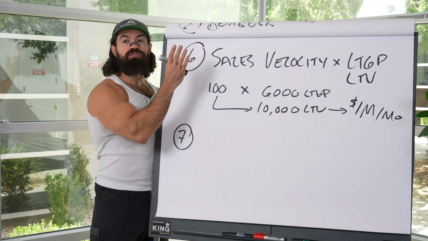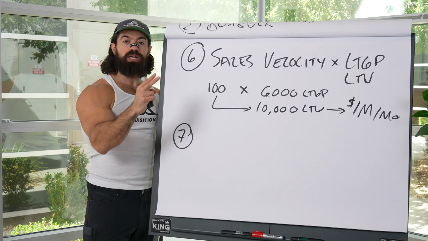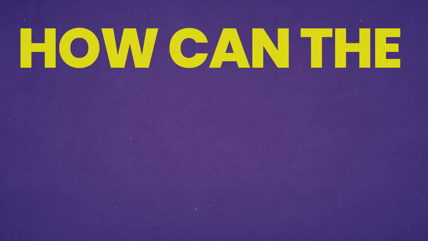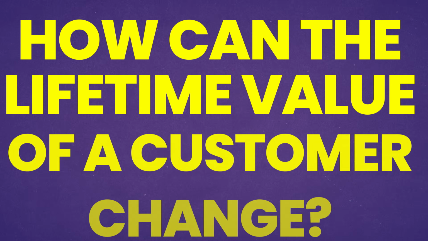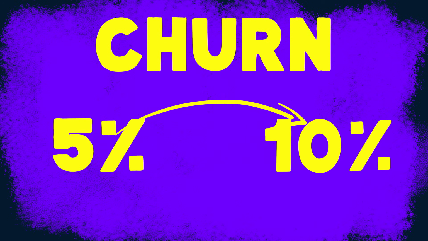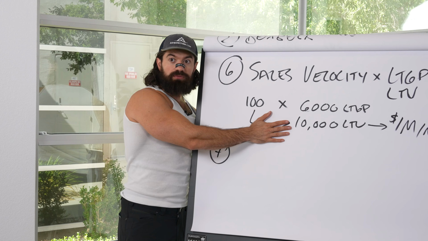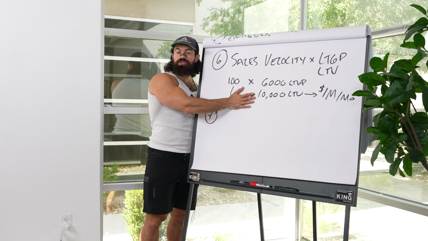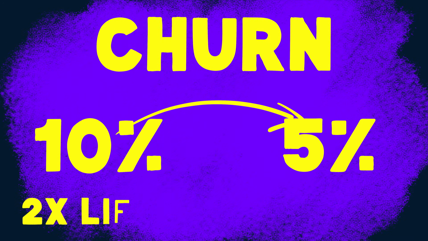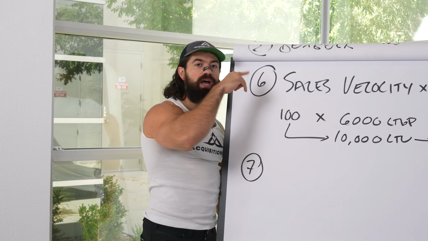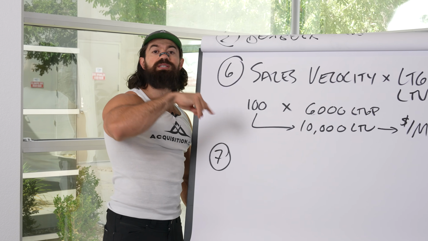All right, and so this gives you a really good idea of a snapshot of where someone's going to be versus where they are. So you might be wondering, how can the lifetime value of a customer change for a business? Well, if churn goes from 5% to 10%, then it means you cut your lifetime revenue in half. Tough. But that's why churn numbers and retaining customers are so important. Because if you go from 10% churn to 5%, you also double the lifetime revenue of a customer. And so this is why the health of the business, based on what its hypothetical max is, can change.